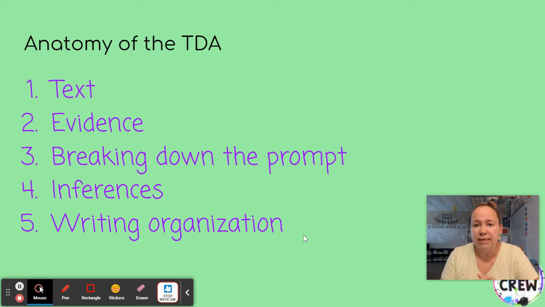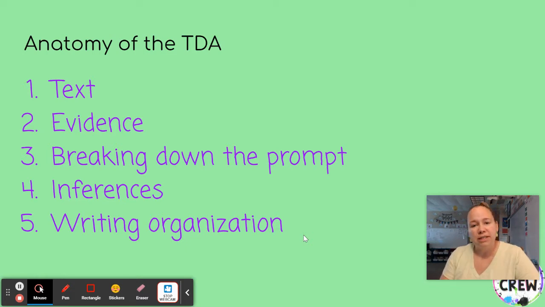An inference is something that's not explicitly written in the text. Sometimes, for example, the author will say, Sarah's palms were sweaty and her stomach hurt. And we talk about, well, what does that mean? That means maybe she was nervous. Now, the author never said she was nervous, but we make that inference, or jump to that conclusion, because of the clues that are presented in the text. And that's really what students have to be able to do to be successful at a TDA.